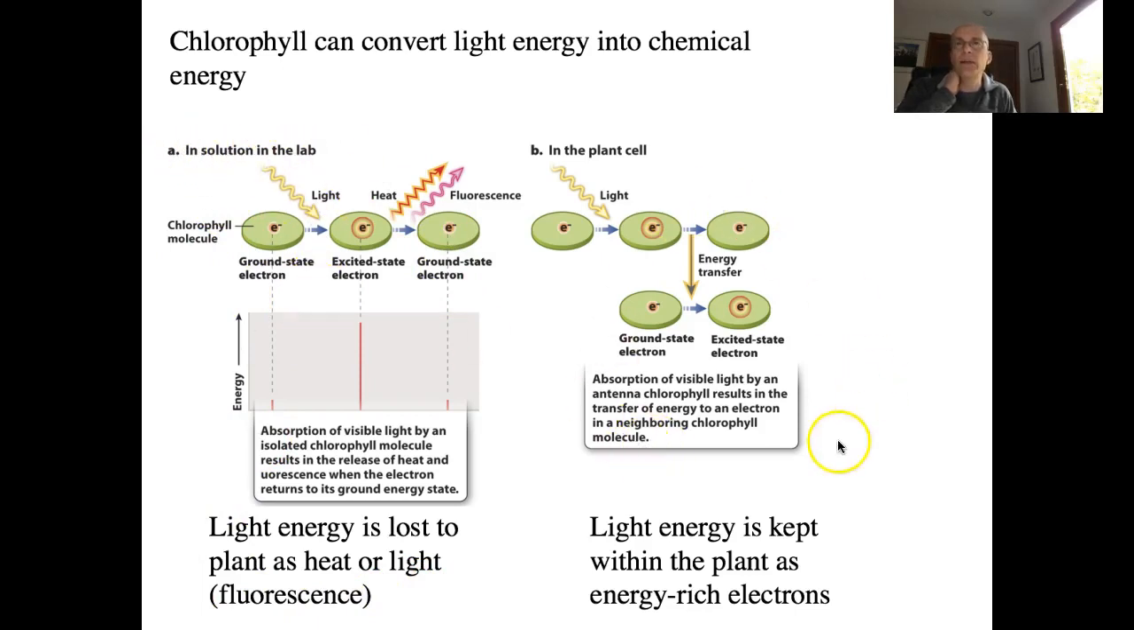But if it's in the plant cell, then the light can be kept within the plant as electrons that are energy rich. So within the real tissue, within the plant, within the rest of the organism, this can happen. And we'll show exactly why that happens and exactly what happens there in a second.